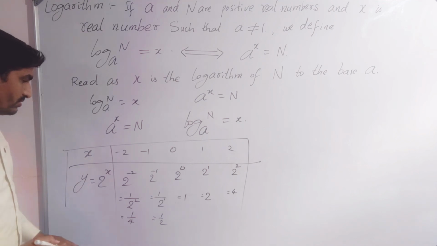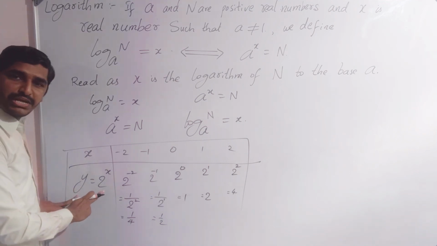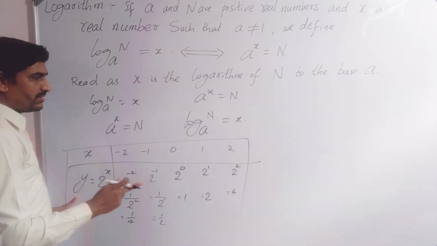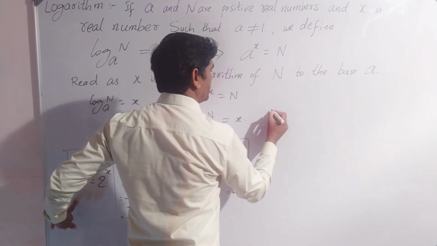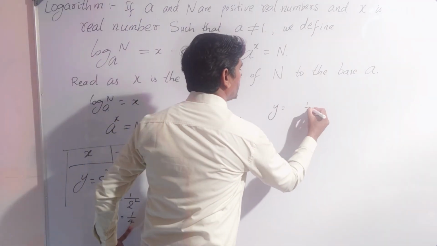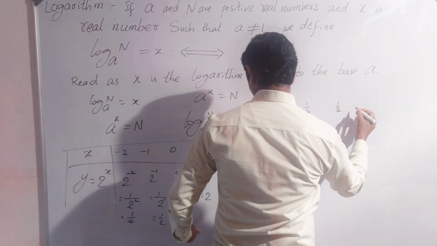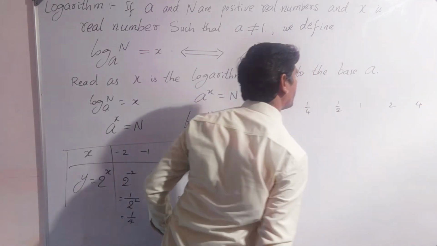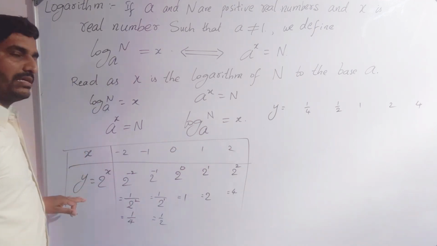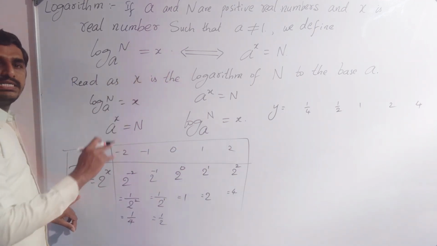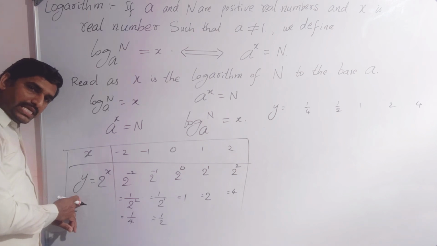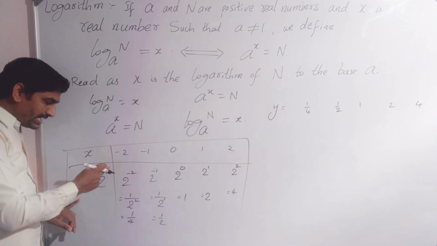See that, now the logarithmic form. This is the exponential form. How do we write this in the logarithmic form? First y. Now we have to write the y values: 1 by 4, 1 by 2, next 1, 2, 4. These y values are the results. Now we will get these values. What is x? Now y we have written, y is in terms of x here. In this table, y is the result in terms of x.